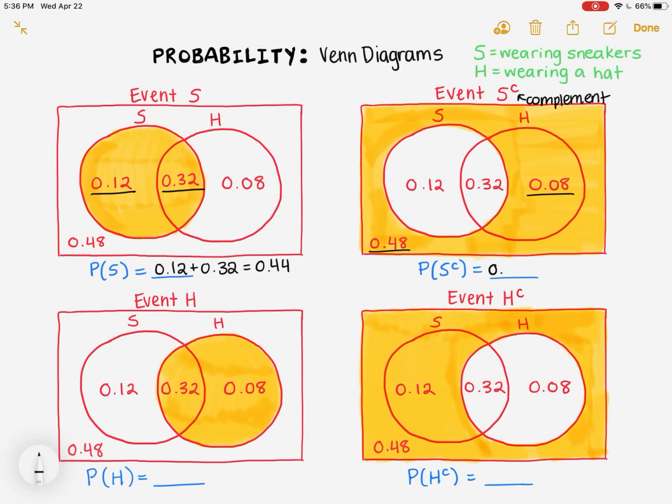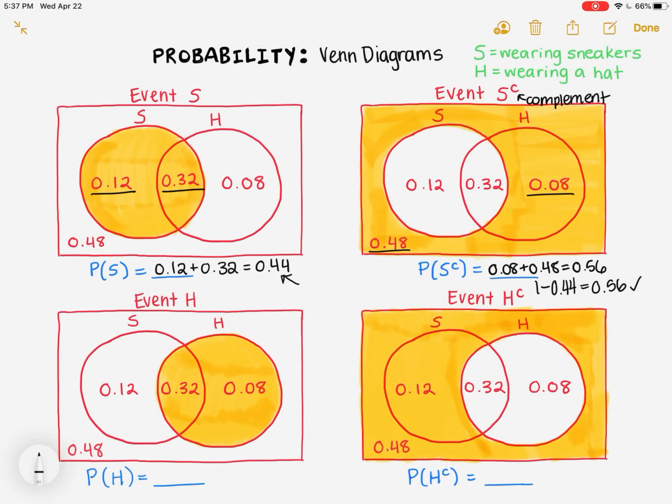Now, once again, I can just add up the probabilities in my shaded area. So 0.08 plus 0.48 gives me 0.56. There's one other way to calculate a complement. I know that the probability total needs to add up to 1, and I've already figured out the probability of wearing sneakers. That's 0.44. So therefore, the probability of not wearing sneakers should be the total, 1 minus the probability of wearing sneakers. So 1 minus 0.44 gives me 0.56, which is the same as the answer I already got.